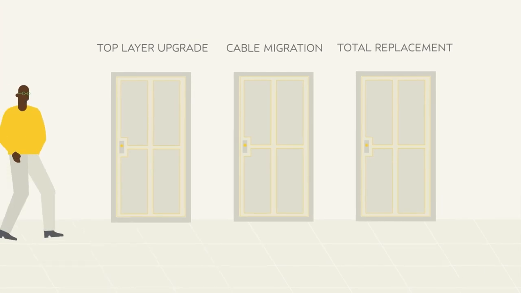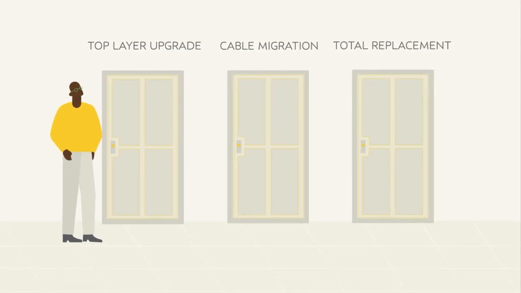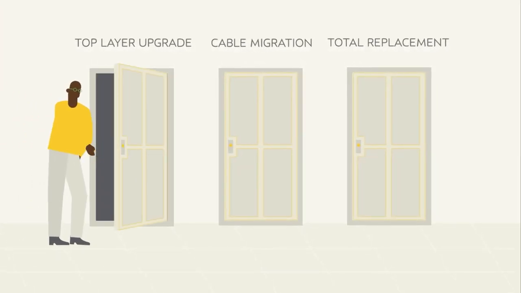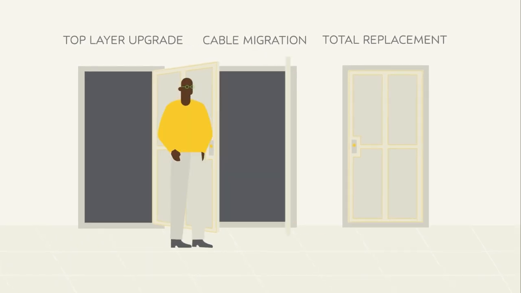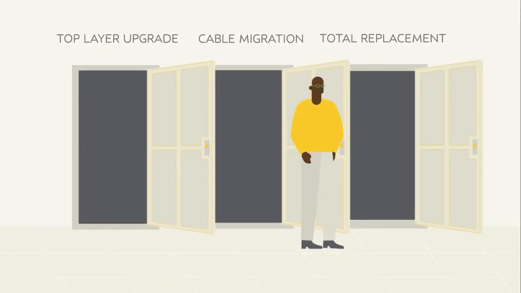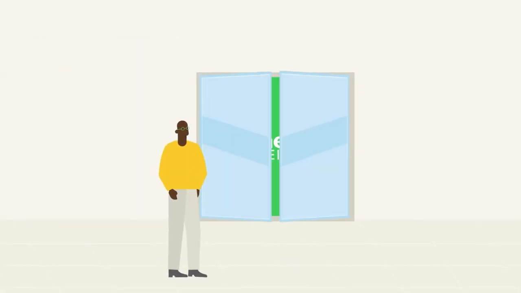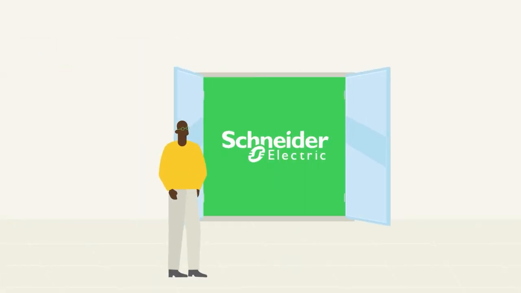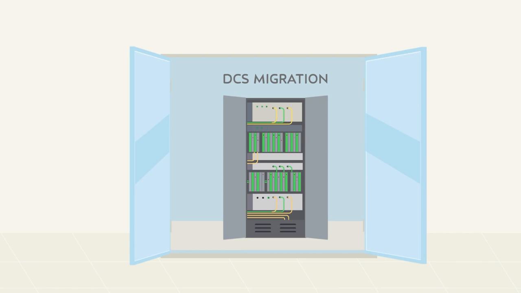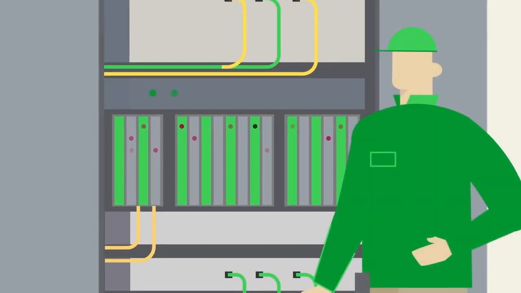So eventually, it becomes clear that a change is needed. But which one? A top layer upgrade? A cable migration? A total replacement of all cabinets and wiring? For over 25 years, Schneider Electric has offered a simple, elegant, low-risk, highly cost-effective answer to that question. A unique DCS migration built around I/O card swaps.